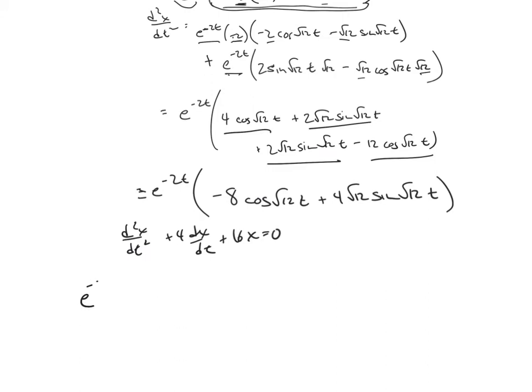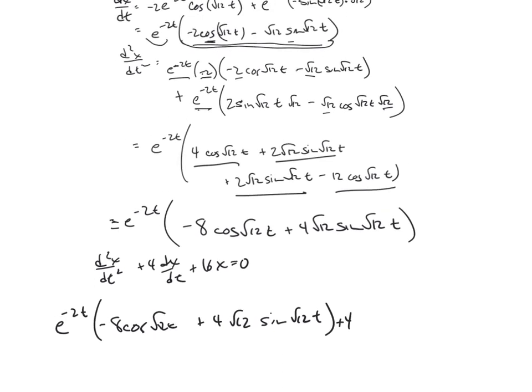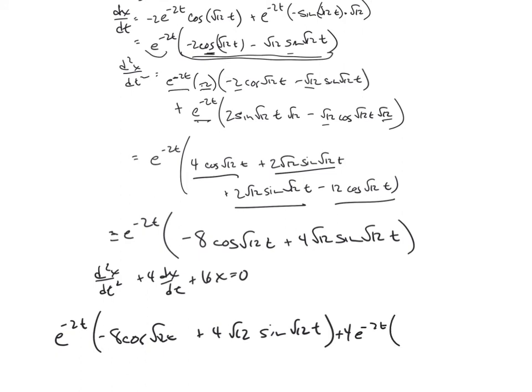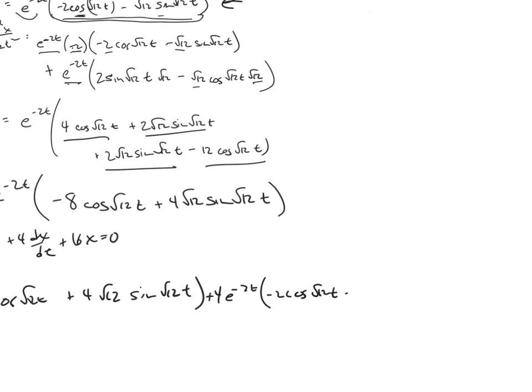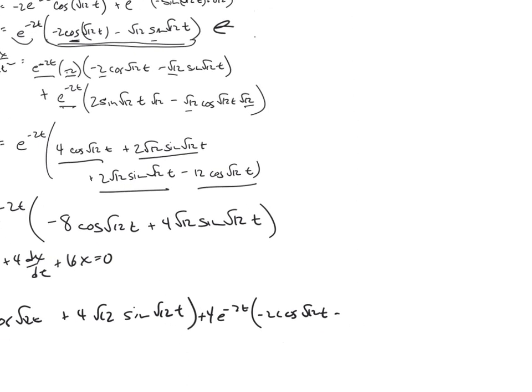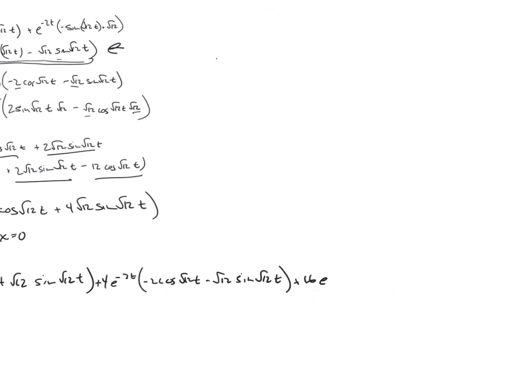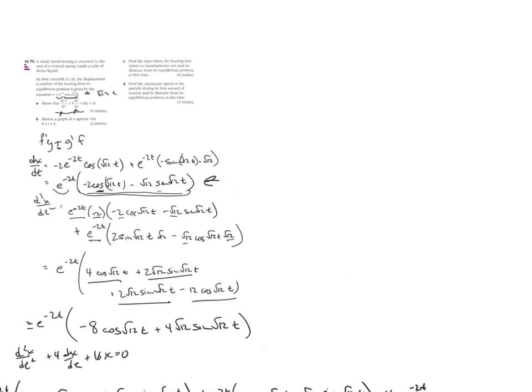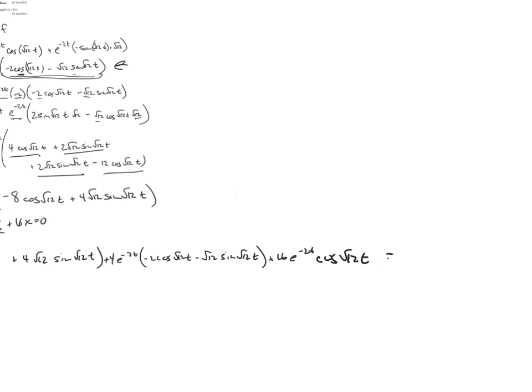So the first one's going to be e to the minus 2t times minus 8 cosine root 12t plus 4 root 12 sine root 12t, plus 4 times e to the minus 2t times, looking up here, minus 2 cosine root 12t minus root 12 sine root 12t, plus 16 times the original function, which was e to the minus 2t, I believe it was cosine root 12t, equal to 0.